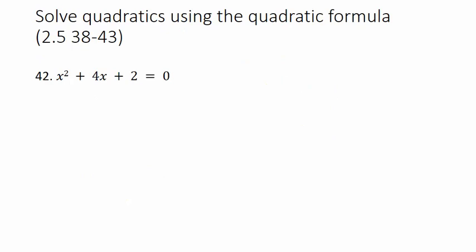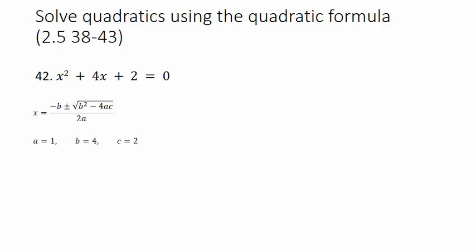We also solved with the quadratic formula, so make sure you memorize the quadratic formula. Negative b plus or minus square root of b squared minus 4ac over 2a. That's the quadratic formula where you have ax squared plus bx plus c equals 0. And then you just identify your a, b, and c and plug them in.